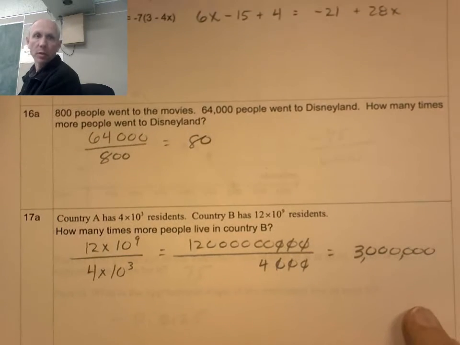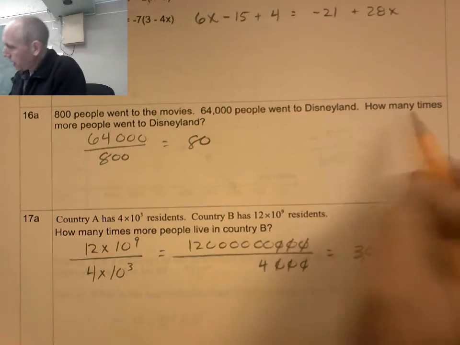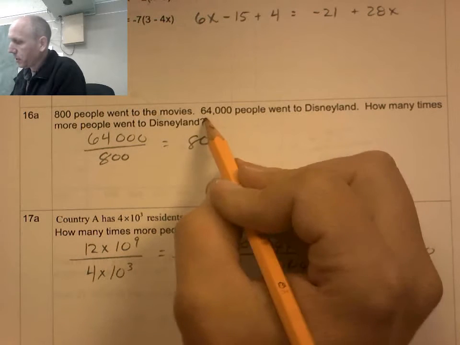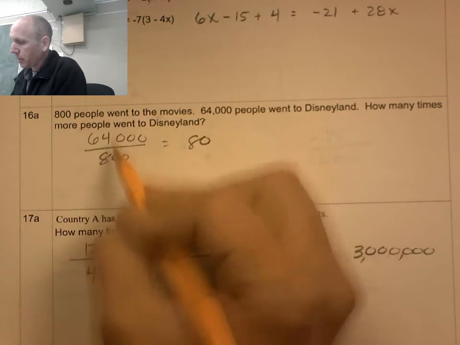This next problem isn't going to be on the test. It's just setting you up. How many times more people went to Disneyland? So 64,000 divided by 800. Here's a way to do it.